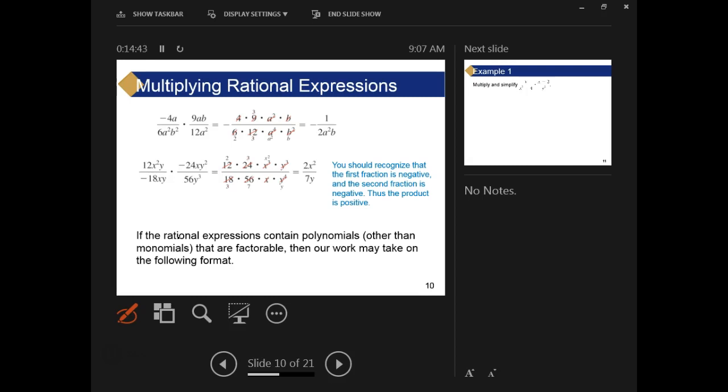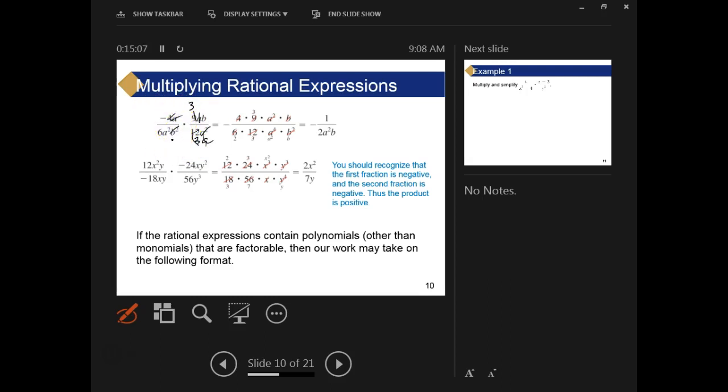So any way you want to do it. I'll show you the way I would have, but you don't have to do it my way. 4 will go into 12 3 times, and a will go into a squared a times. Okay? I think at this point I would have said this a will divide out that a, 3 will divide out 9, that would be a 3.